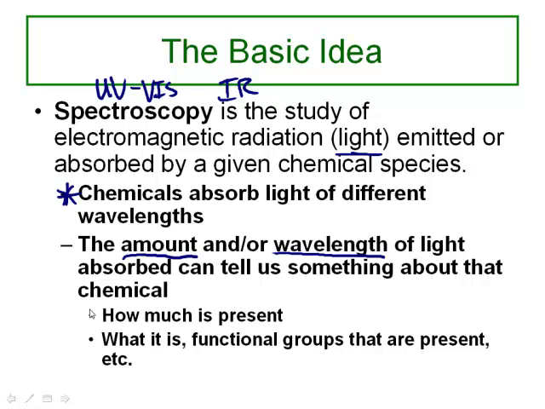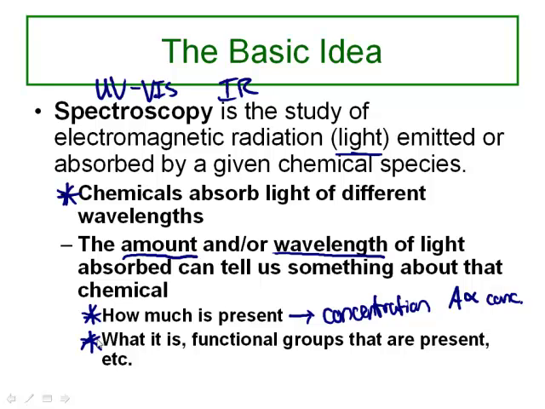We can use this to measure how much of a chemical is present, or in other words, to determine the concentration, by measuring the amount of light that something absorbs, because what we saw the other day is that the absorbance of something is proportional to the concentration of that species dissolved in solution. So if we look at how much light the thing absorbs, we can figure out from that how much of it is present. And the other thing that we use spectroscopy for is to identify something.